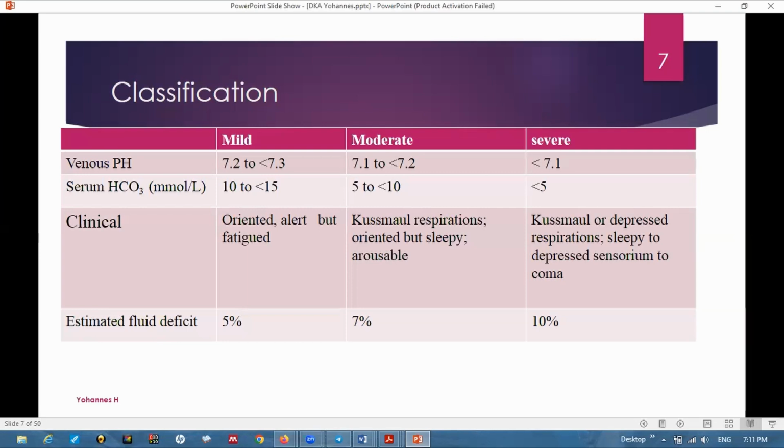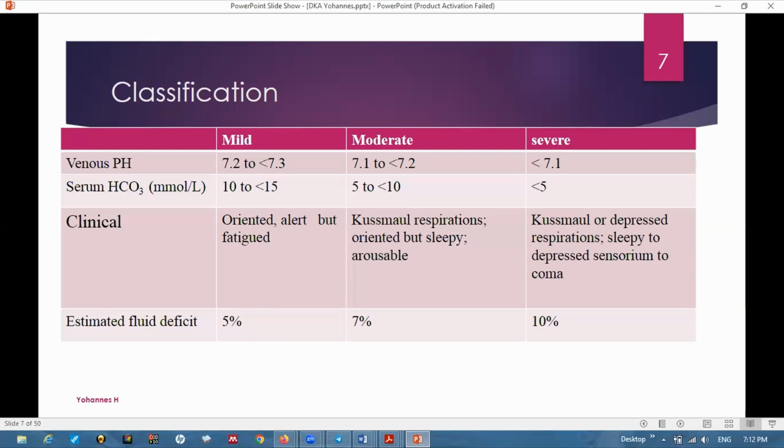In moderate DKA, the estimated fluid deficit is around 7%. The other is severe, when the pH is less than 7.1, bicarbonate level less than 5, Kussmaul respiration, with GCS that can be obtunded, coma, and generally the sensorium is depressed. So the estimated fluid deficit is 10%.